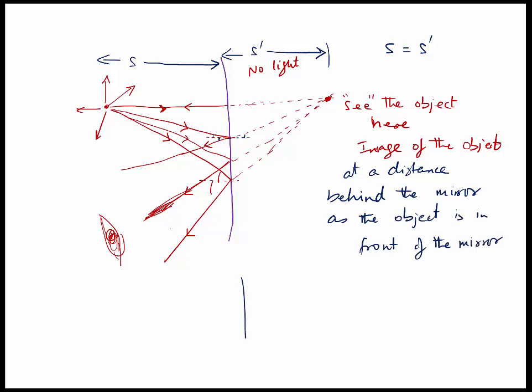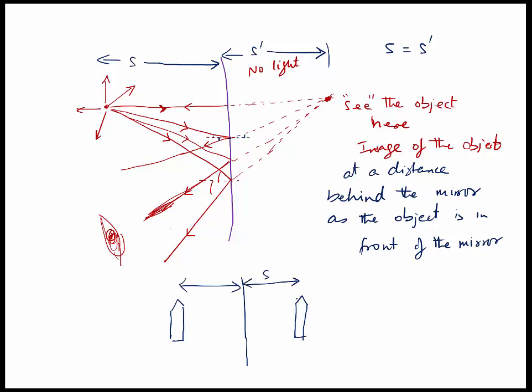And by the way, if this object was not a point source, but again, an extended source like a pencil, so I'm going to take another pencil here. Every point from this pencil will be sending rays of light on the mirror. Every one of those points will reflect off the mirror, and they will seem to be appearing from a point behind the mirror. And so when you see the image of this pencil, it'll appear to be behind the mirror at the same distance as the pencil is in front of the mirror.